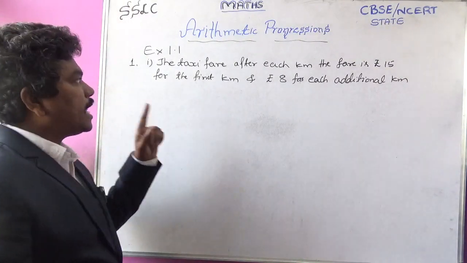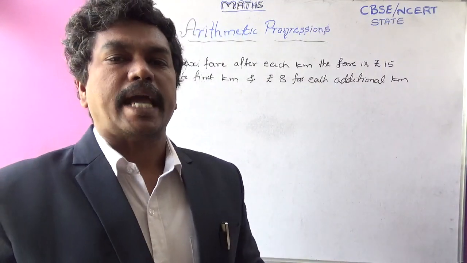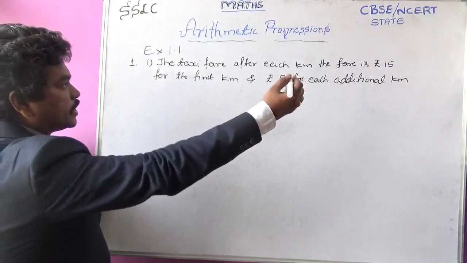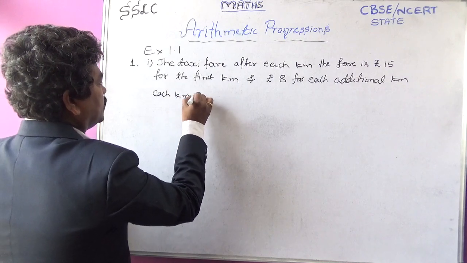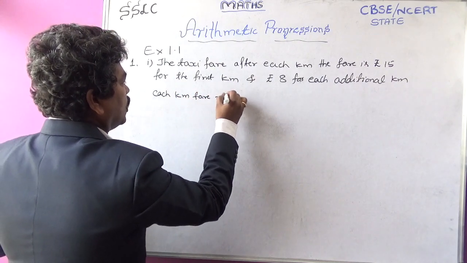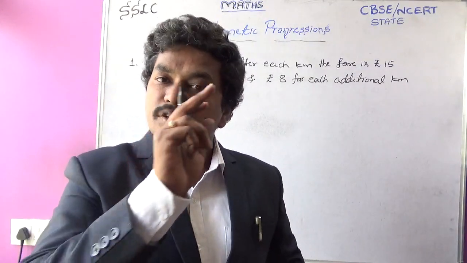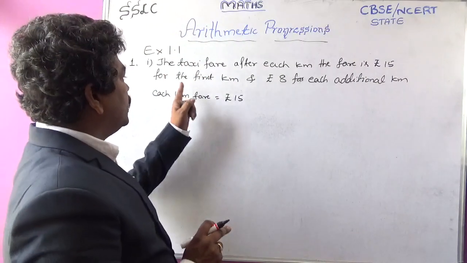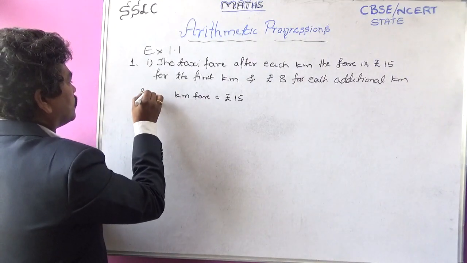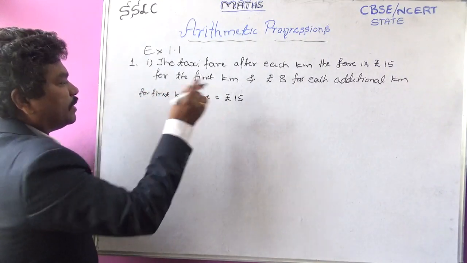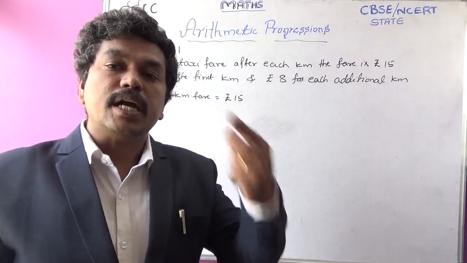Here they consider the taxi fare for each kilometer. So you observe here, the taxi fare is rupees 15 for the first kilometer. That is not for each kilometer. For the first kilometer, the fare is rupees 15, and then rupees 8 for each additional kilometer.